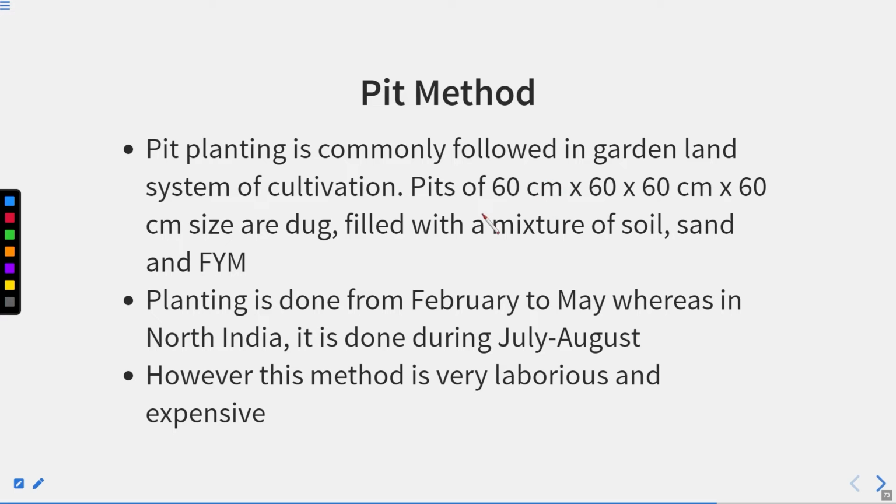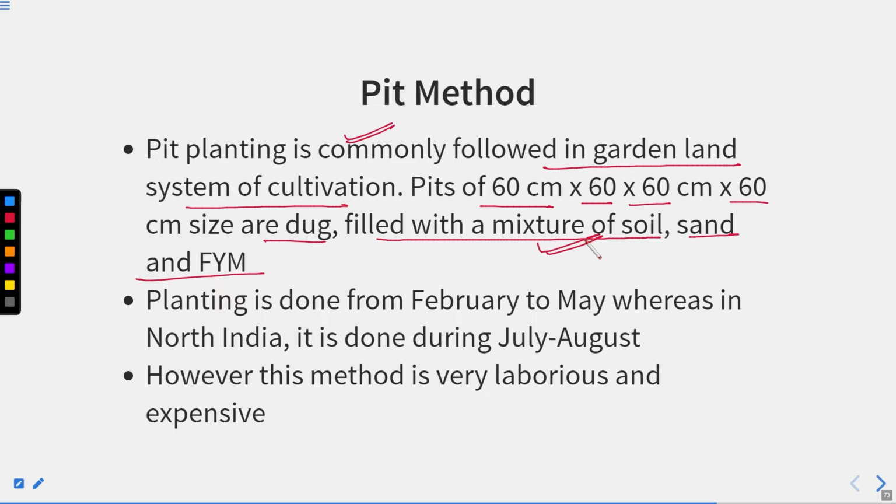Pit method. Pit planting is commonly followed in a garden land system of cultivation. So generally this type of system is followed in the garden land, and pits of 60 centimeter into 60 centimeter into 60 centimeter size are dug, filled with a mixture of soil, sand, and farmyard manure. So you require a mixture of soil, generally topsoil, sand, and farmyard manure, because it has nitrogen, phosphorus, and other important minerals.